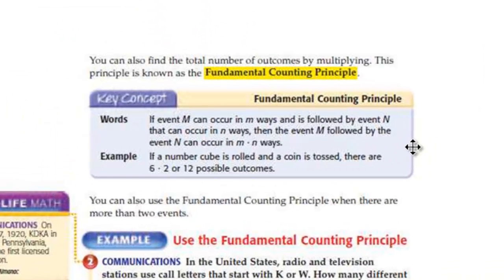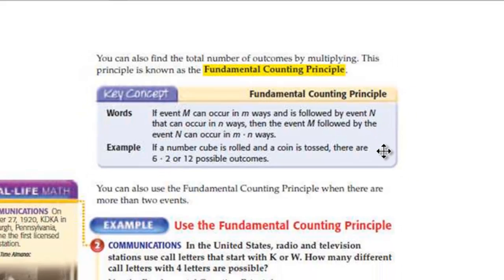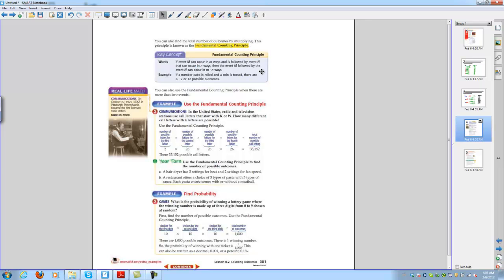Now read in this key concept box. In words it says, if event M can occur M different ways and is followed by event N that can occur N different ways, then the event M followed by the event N can occur M times N ways. Sounds really, really confusing.